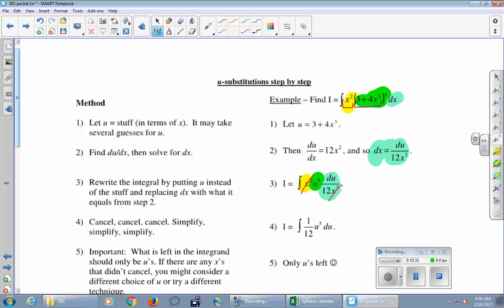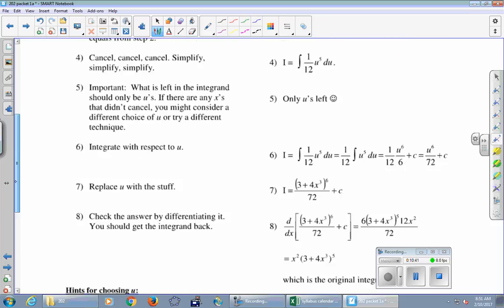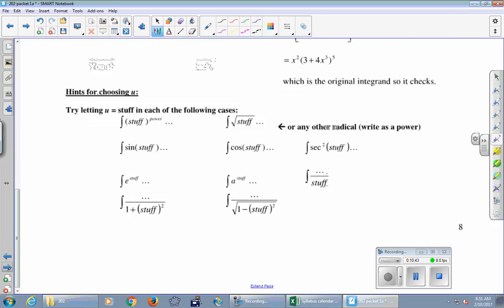That's the key idea. The derivative of whatever you let u equal had better be sitting there in plain sight, possibly missing a constant multiple. There's a table down here for some good choices for u. In the two examples we just saw, we had stuff to a power and we let u equal that stuff. If you have some stuff inside of a square root, you might try letting u equal that, because square roots are powers, right? That's stuff to the half.